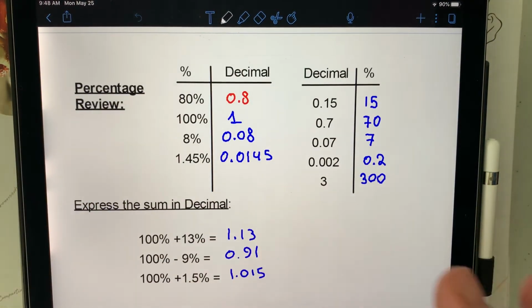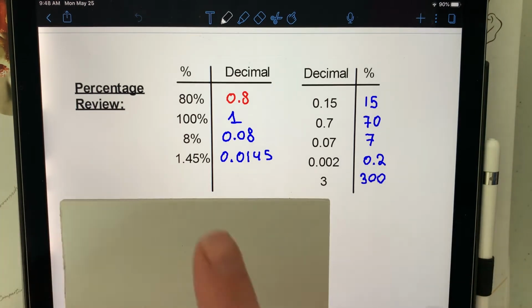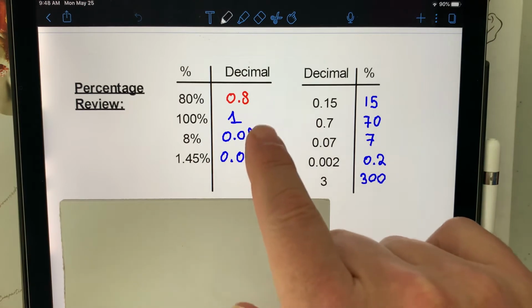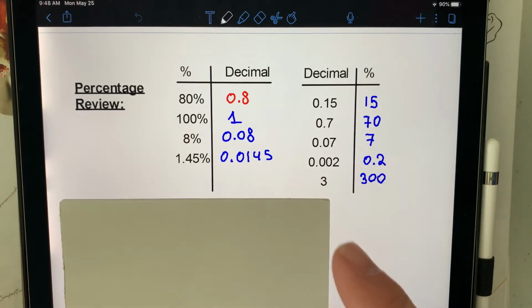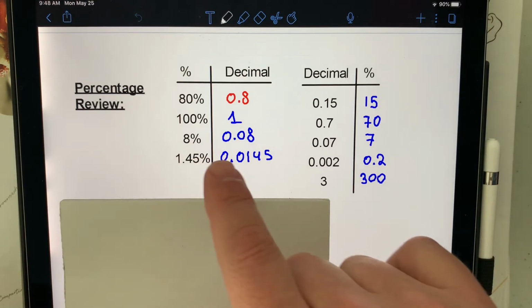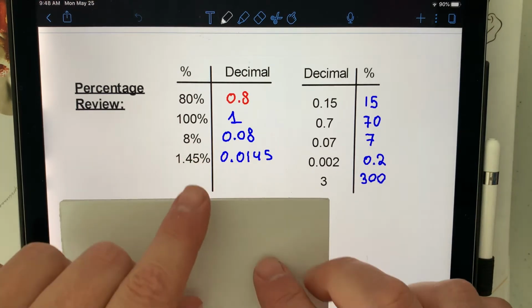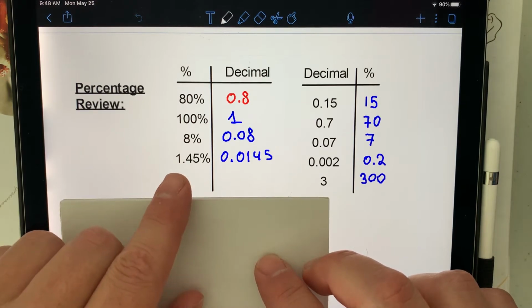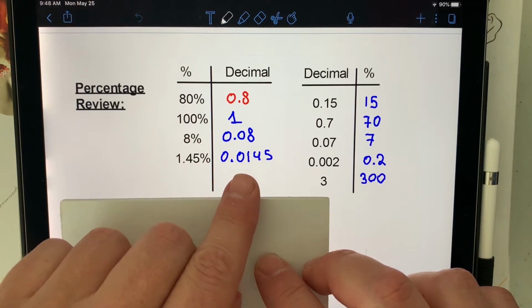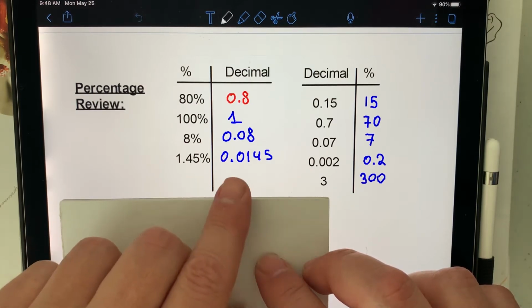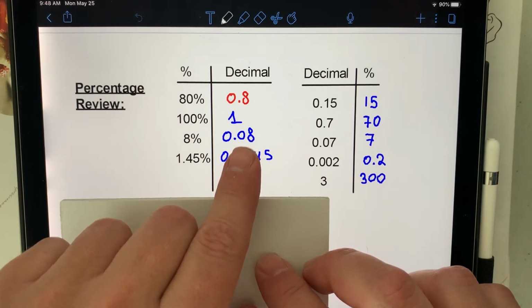Remember how to switch things from decimal to percentage and from percentage to decimal? Now I'll show it to you, but 80% is 0.80, not 0.08 or anything like this. 100% is really 1. 8% is 0.08. And here's an interesting one, 1.45%. Sometimes students have a hard time, but this is 1%. We know that's 0.01. And then there's more stuff, 45. So it's 0.0145.